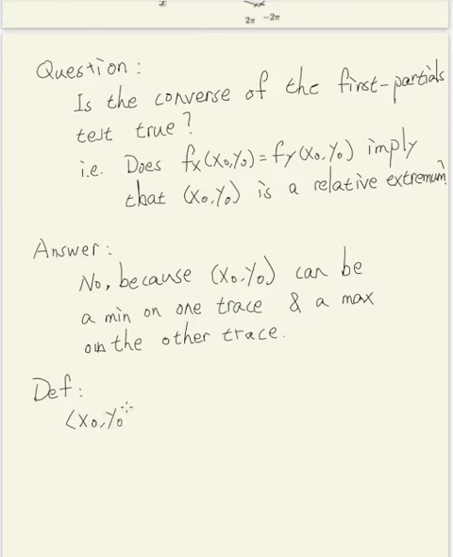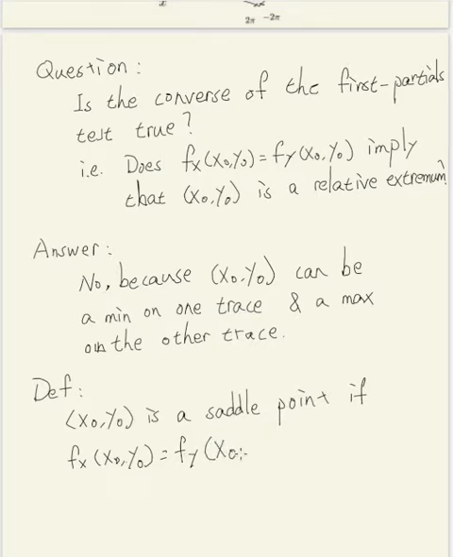x naught, y naught is a saddle point if it satisfies the first partial test, which is f partial x at x naught, y naught equals f partial y at x naught, y naught equals 0, but x naught, y naught is not a relative extremum.